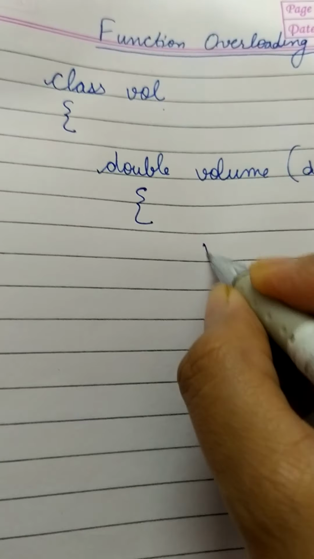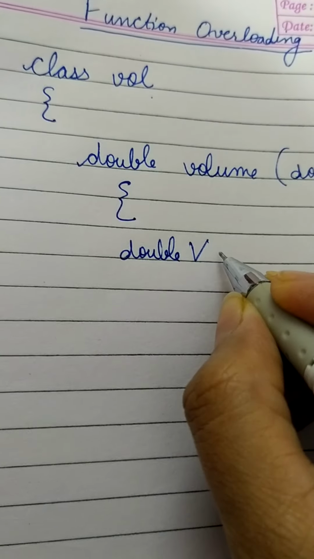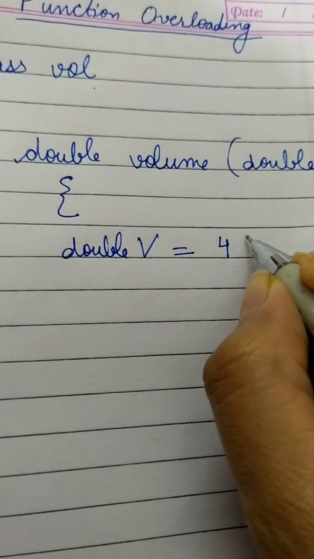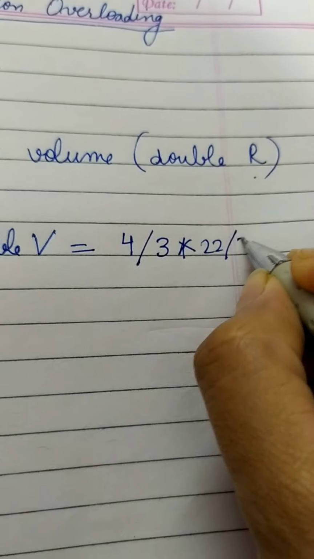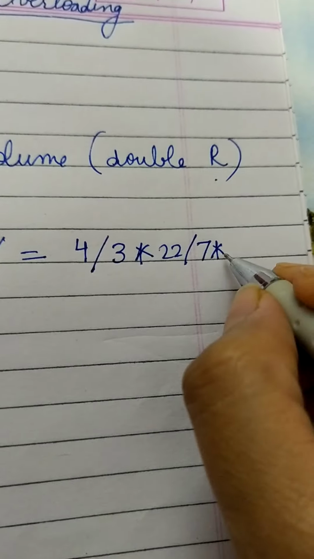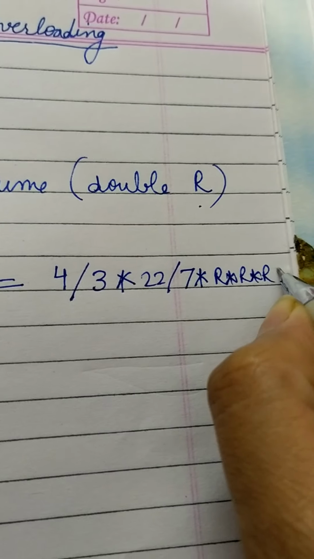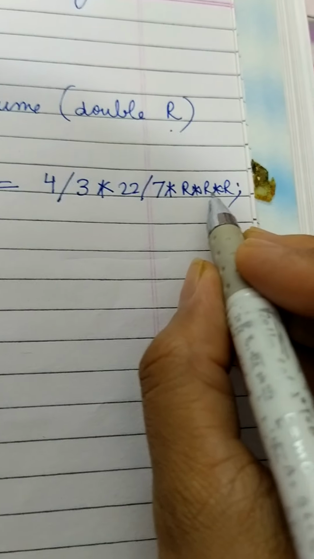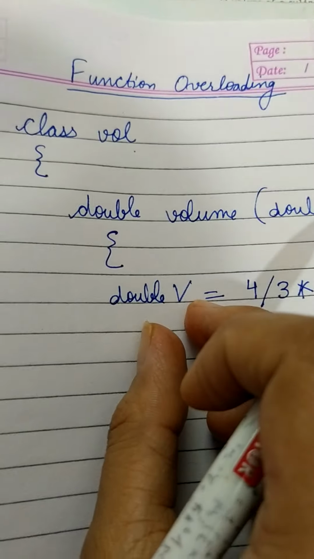So what we have to do is take one variable V of double type, double V, and apply the formula, 4 by 3 pi r cube, where pi is 22 by 7, multiply sign, and r cube. So I will write r into r into r. You can use Math.pow also, r comma 3. I have written simply 4 by 3 multiply 22 by 7 multiply r multiply r multiply r, and the value will be saved in V after calculation.